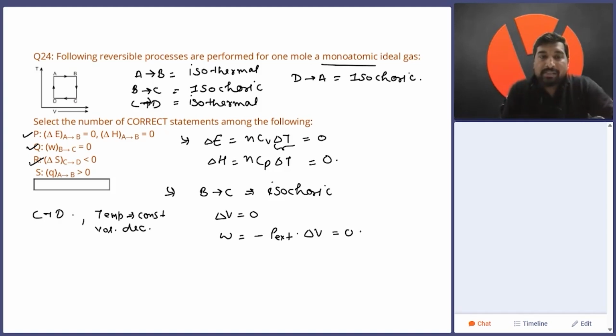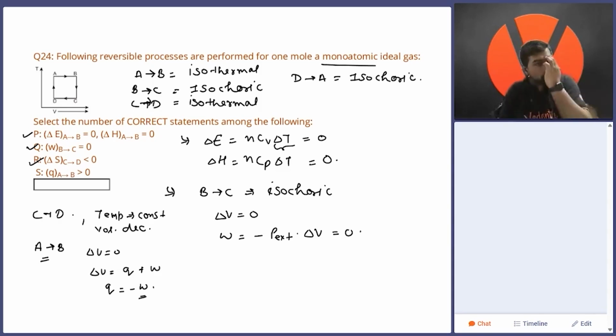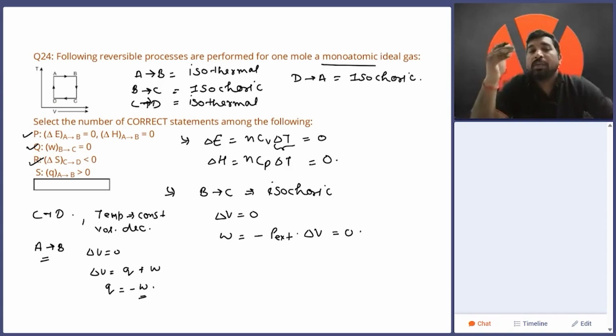For statement S, once again for A to B, I'm talking about A to B. As you know, A to B is isothermal, so delta U is 0, and you know that delta U is equal to Q plus W, and Q is equal to minus W. During this A to B, there is expansion. Expansion means work done by the system, and work done by the system is negative.